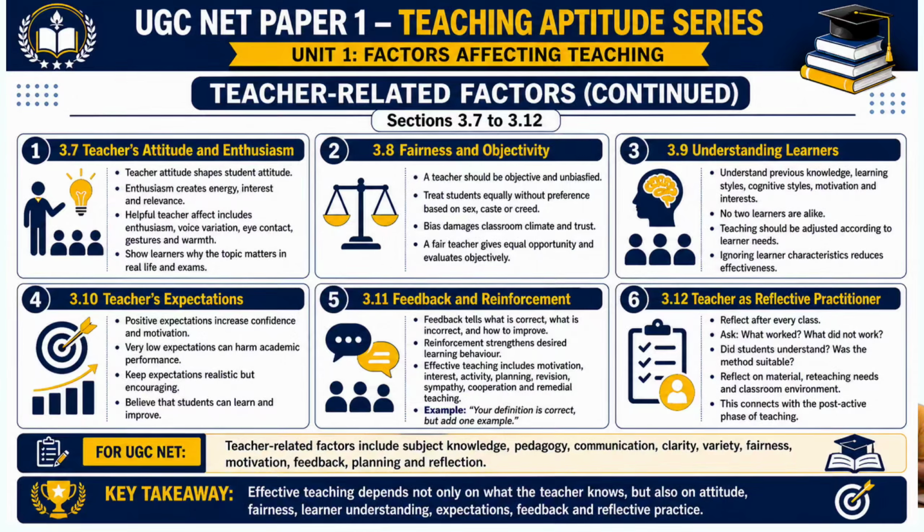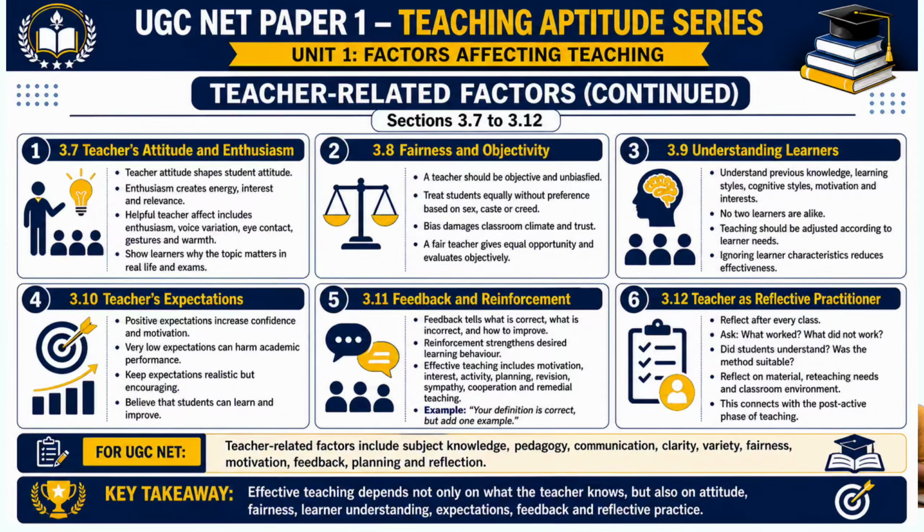3.9 Understanding learners. A teacher must understand learners. The communication principles for teachers mention that a teacher should collect information about learners' previous knowledge, learning styles, cognitive styles, motivation, and interests. The teacher should accept that no two individuals are alike. This is a very important point for NET. A teacher who understands learners can adjust examples, pace, method, and evaluation. A teacher who ignores learner characteristics may teach only according to personal convenience.